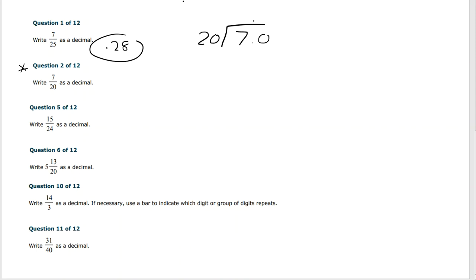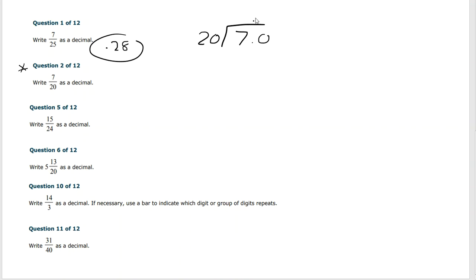20 fits into 70. Okay, and if you guys can see me, I'm going to count on my fingers. 20, 40, 60. If I do that one more time, it would be 80, and that would be too big. So we know that it fits 3 times. So we can put a 3 here. 3 times 20 is 60. 70 minus 60 is 10. Then I add a 0, bring a 0 down. 20 fits into 100 5 times. 20, 40, 60, 80, 100. 5 times. So now 5 times 20 is 100. Subtract, we end up with 0. So 7/20 as a decimal is 0.35.